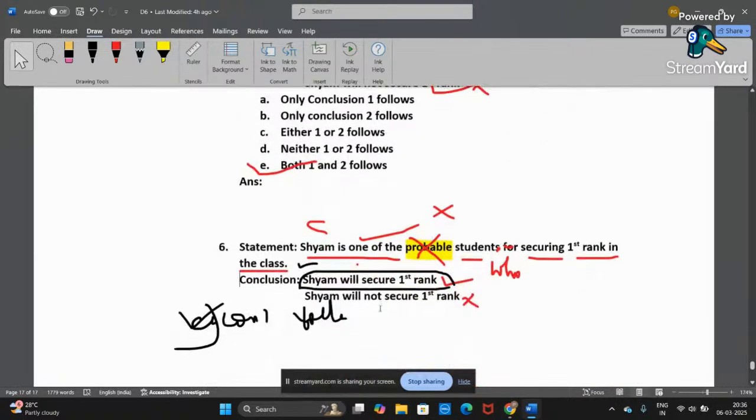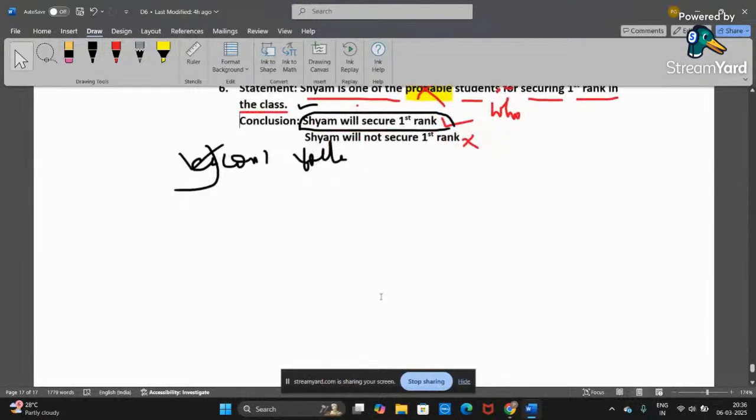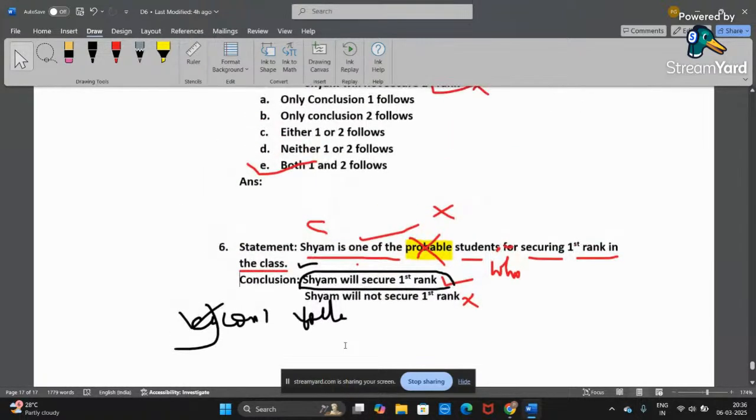Okay. Any other doubt? Is it clear? Any other doubt, Suraj? Any other doubt in any other concept? Okay, fine.